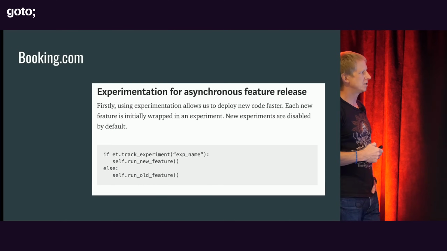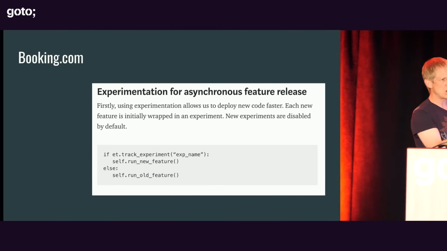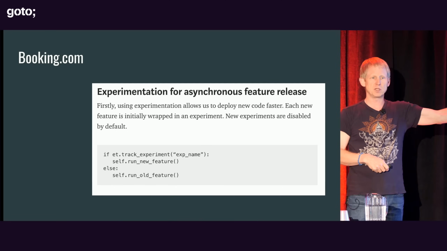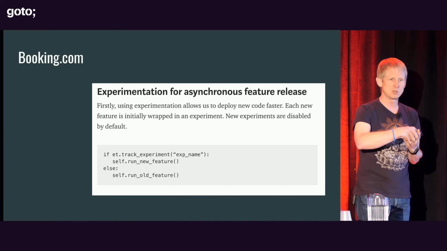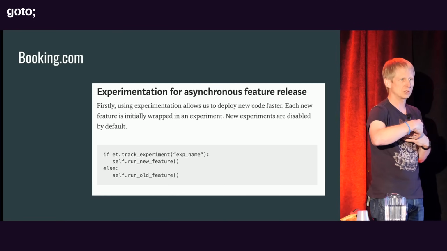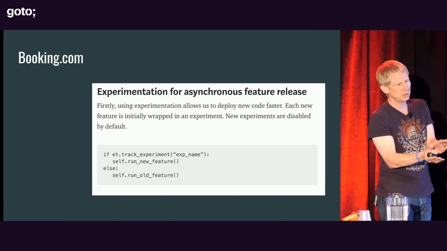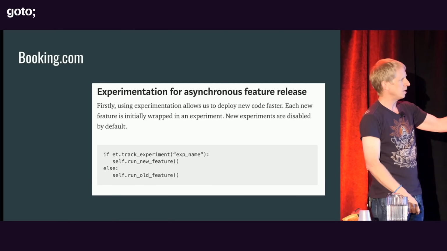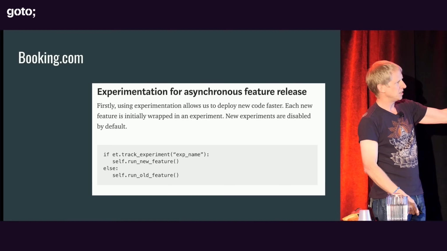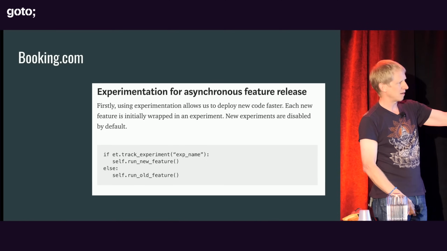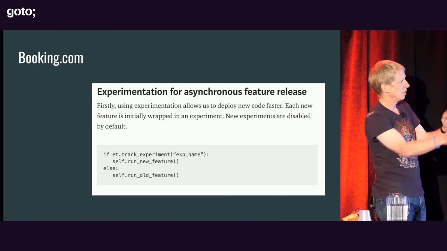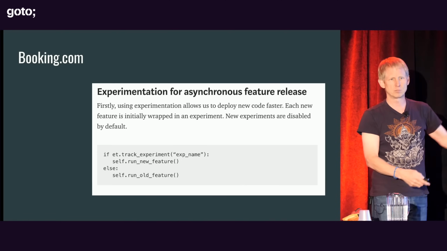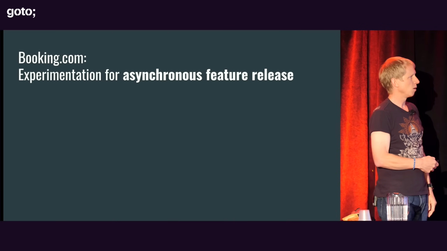So the first thing is they use, and I'm going to quote from the article, and this is roughly how it flows. So the first thing they do is they use it for asynchronous feature release, which is the thing I already described, which is I want to be able to decouple deploy from release. So I push the code out everywhere, and I only gradually expose it to my users, right? And they're giving a code example. Literally, if, I don't know what ET stands for them, it's their platform, track, experiment, and then the experiment name. If it's true, then run the new feature. If it's false, then run the old feature. Pretty basic, right?